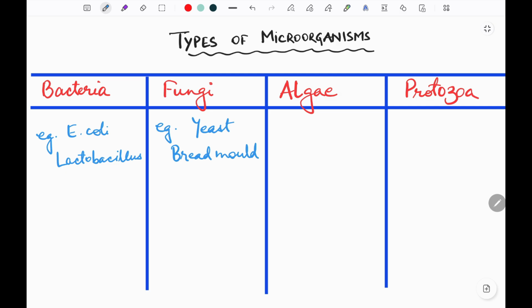The next category is algae. Algae are microscopic simple organisms that can make their own food using sunlight. That means the algae has chlorophyll in them, which helps them to photosynthesize. Examples are chlamydomonas and spirogyra. The next category is protozoa. Protozoa are microscopic single-celled organisms mostly found in water or in moist places. Examples are amoeba and paramecium.